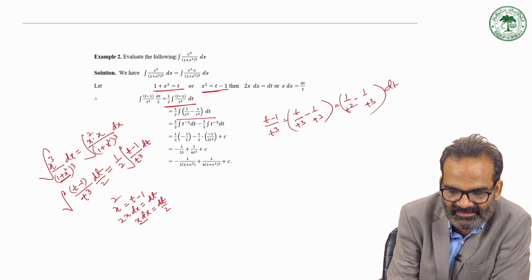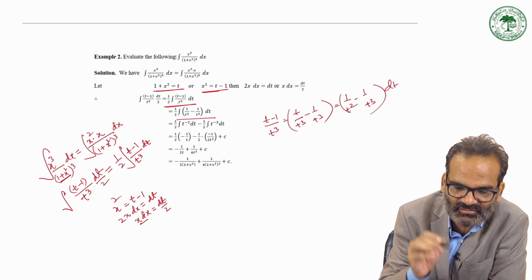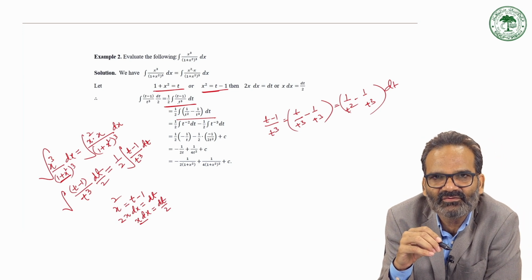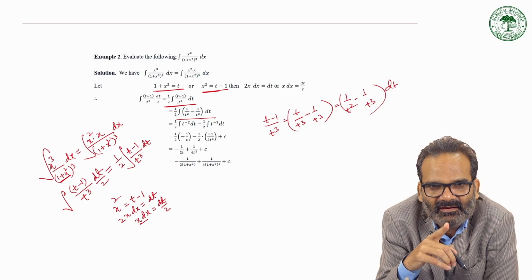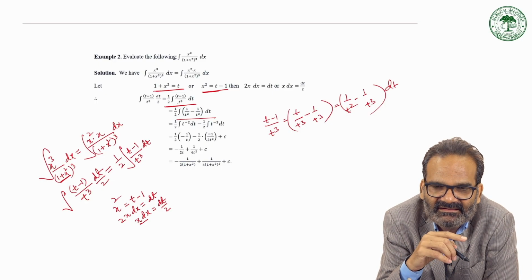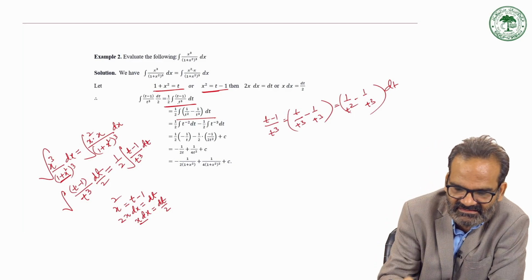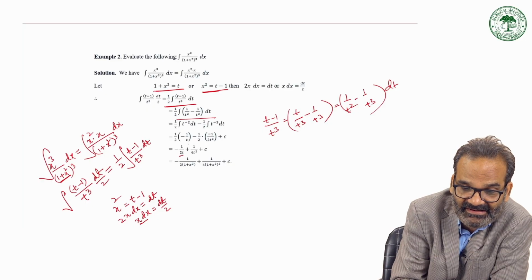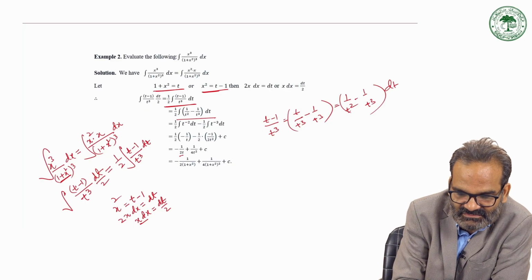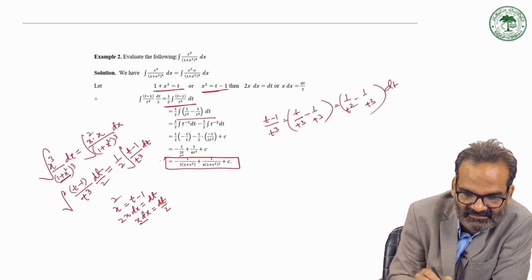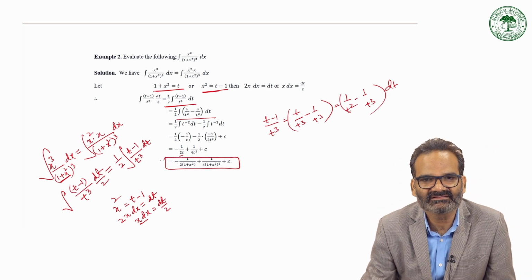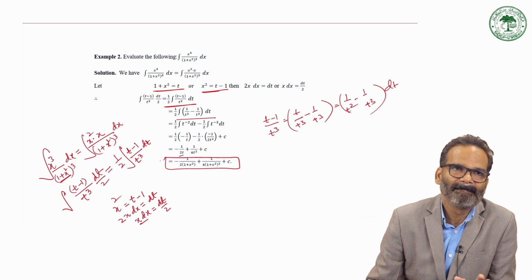Now write them separately. 1 upon 2. This t square can be transferred from denominator to numerator. So we will get here 1 upon 2 t raised to the power minus 2 dt. Likewise, t cube can be transferred from denominator to numerator. We will get here 1 upon 2 t to the power minus 3, and now we can use the formula of x raised to the power n to find out their integrals, and finally replace the value of t by the variable x to write down the final answer, because the answer must be in terms of x, not in terms of t, right?